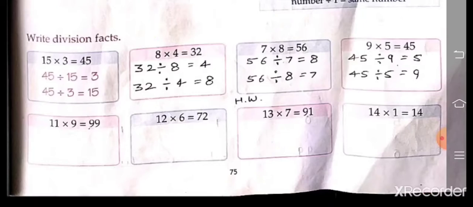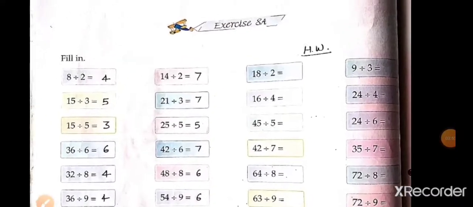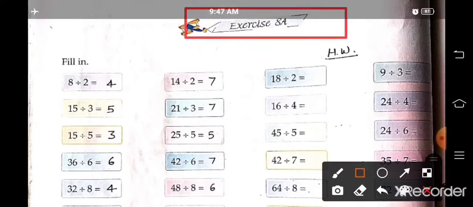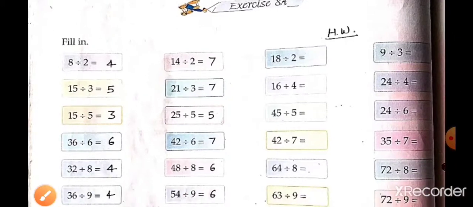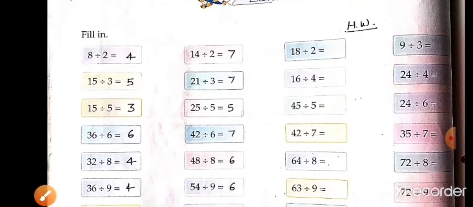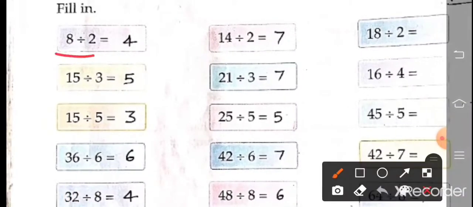Now the exercise time. This is page number 76 and here exercise 8A. Okay, question is fill in. Now the simple 8 divided by 2. So read the table of 2. 2 1s are 2, 2 2s are 4, 2 3s are 6, 2 4s are 8. So 2 4s are 8, so its answer is 4. Okay, so like this you have to do. Now 15 divided by 3. So read the table of 3. 3 5s are 15. So its answer is 5.